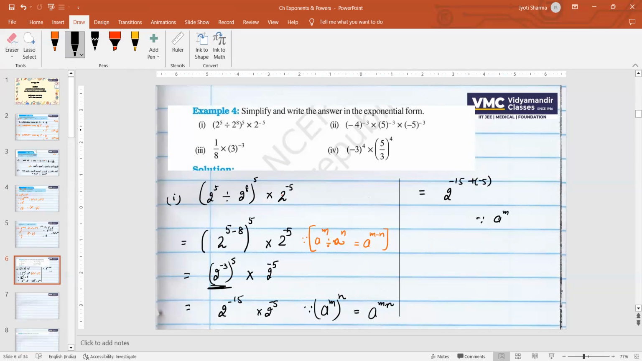The law is applied. Bases are same. They are getting multiplied. In that case, powers will be added. So negatives are added. The sum will be negative. And we should not leave our answer in negative powers. So we need to write it by taking the reciprocal of the base. We will make the power positive. Writing the laws is important. Again, I'm emphasizing.